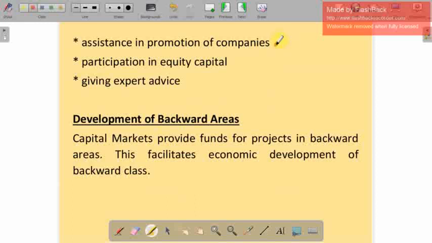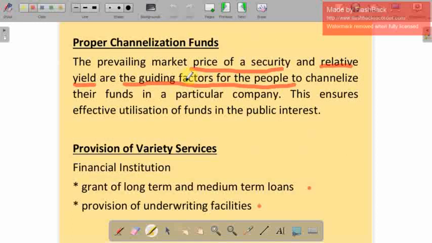For company promotion, it works like an assistance, and also participation in equity capital. Equity participation refers to the ownership of the shares in a company and also the property. Suppose you invested in a particular company, you get ownership of the particular shares, and you also have ownership in the particular property. So there is a participation in equity capital, not only in the shares but also in the property of the company. You can get the equity, and also expert advice. The company gives expert advice for the people. So these are the variety of services provided by the financial institution.